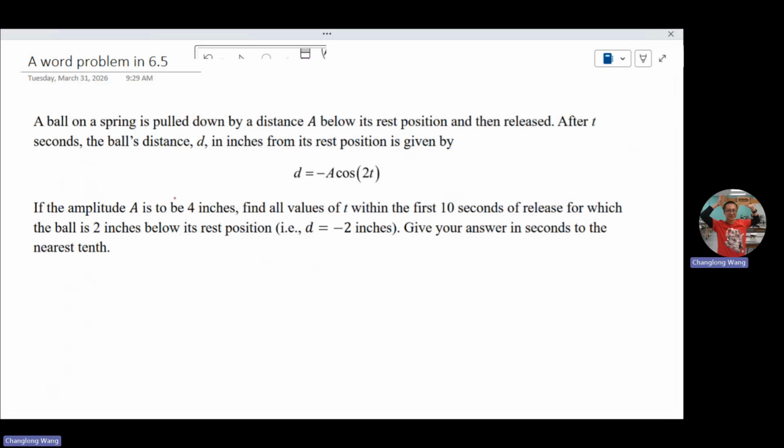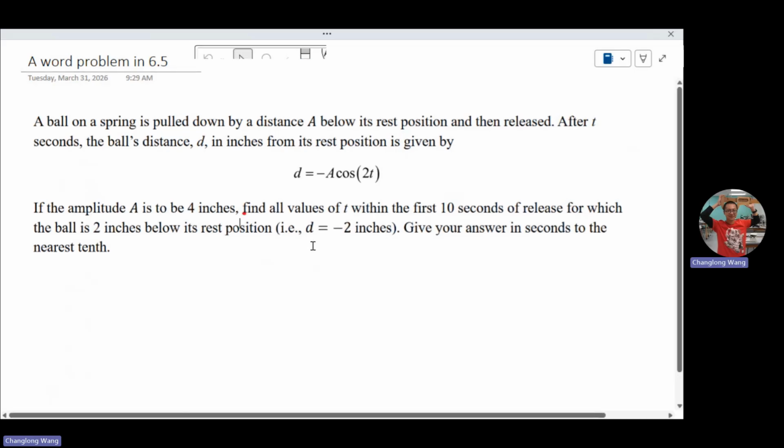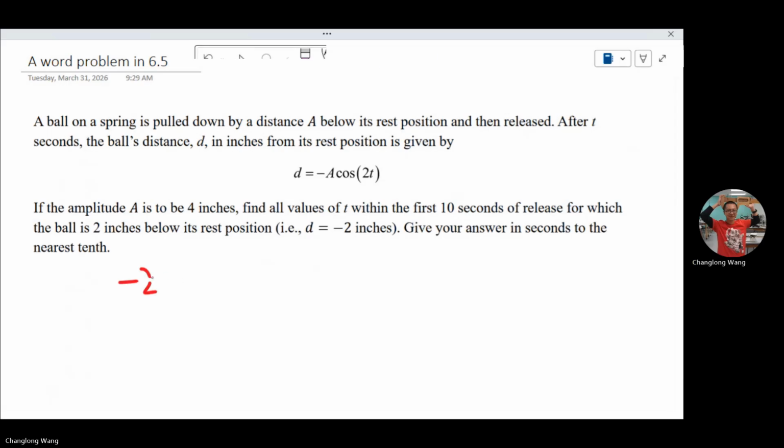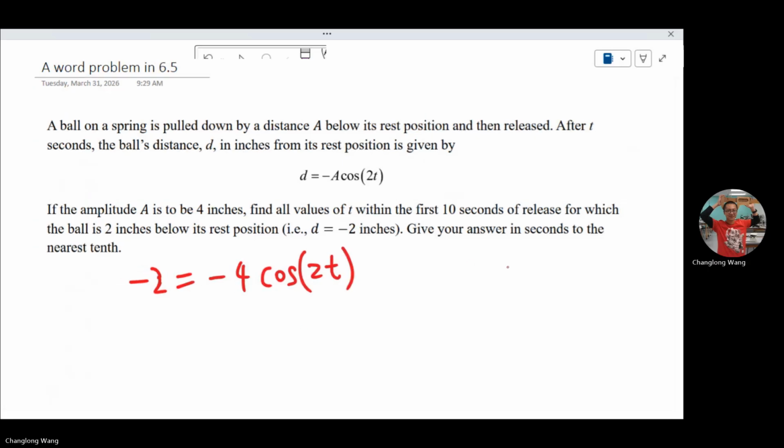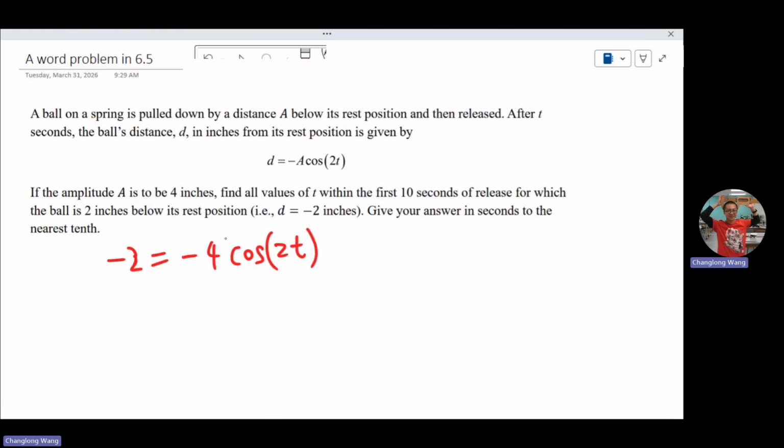They say, well, if amplitude A is 4, why don't you just take the D to be -2? Just do what they say. So -2 for D, 2, negative A is 4, cosine 2t, right? So now, like Noah was asking, what are you going to do next?